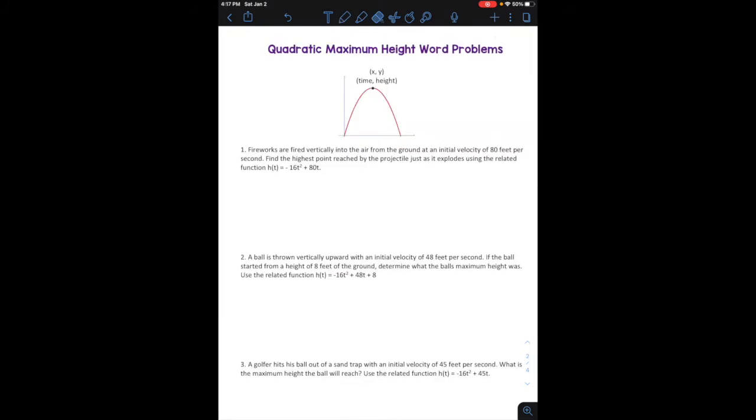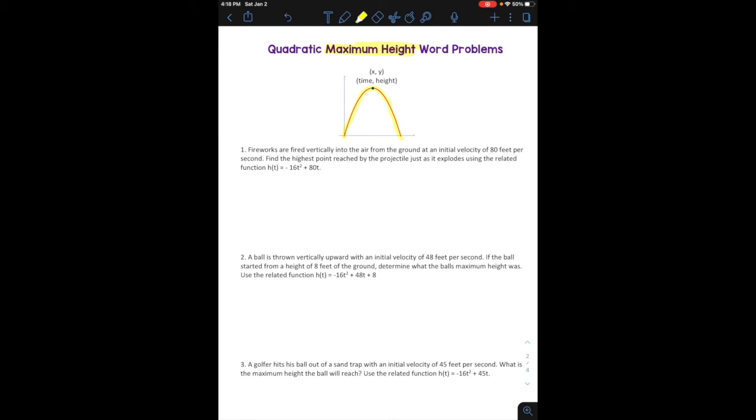The second type of quadratic word problems we're going to see today deals with the maximum height of a projectile. A projectile is basically something that is thrown or shot up into the air and it comes back down. These projectiles follow a parabolic motion, meaning the path it takes when it goes up in the air and comes back down can be described as a parabola, using a quadratic function to describe it.